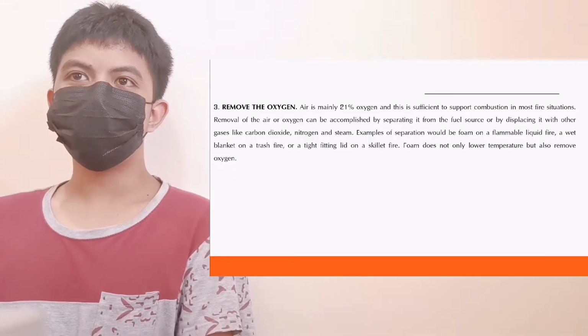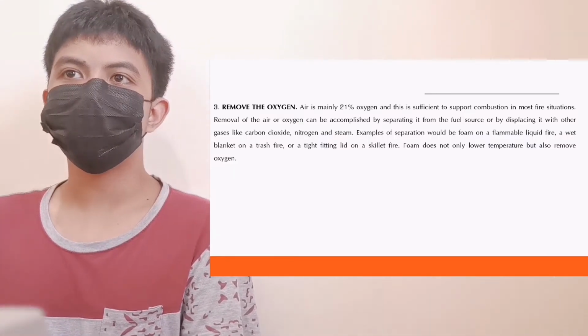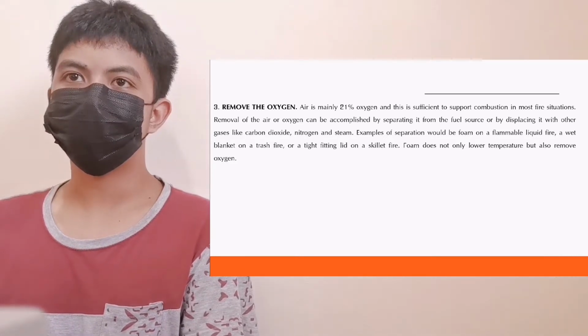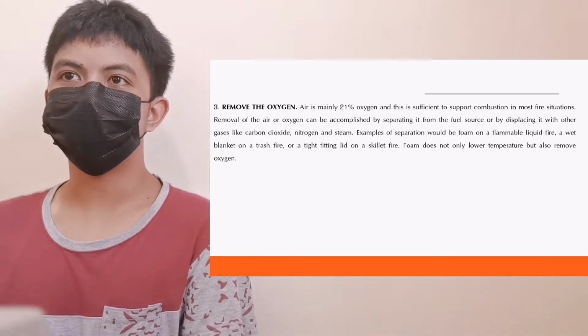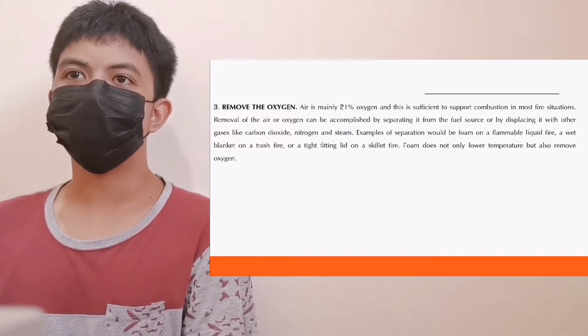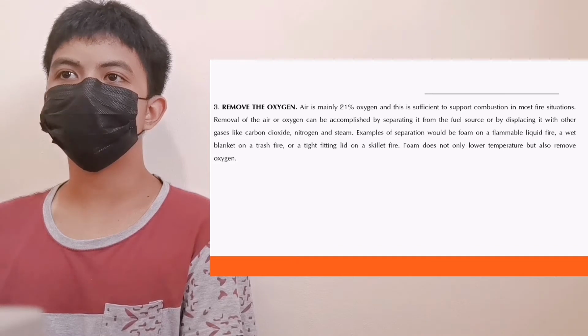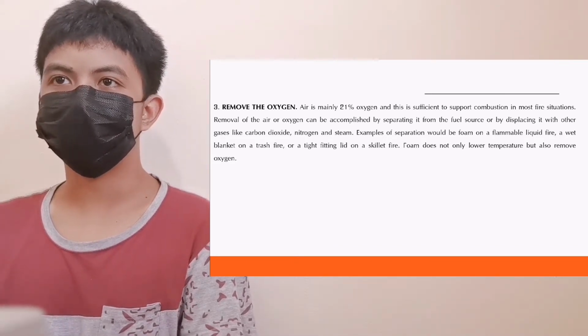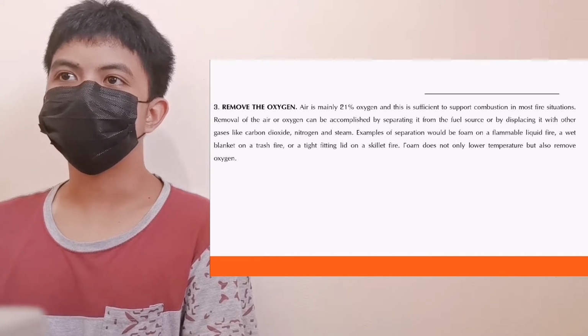Number 3. Remove the oxygen. Air is mainly 21% oxygen, and this is sufficient to support combustion in most fire situations. Removal of the air or oxygen can be accomplished by separating it from the fuel source or by displacing it with other gases like carbon dioxide, nitrogen, and steam.